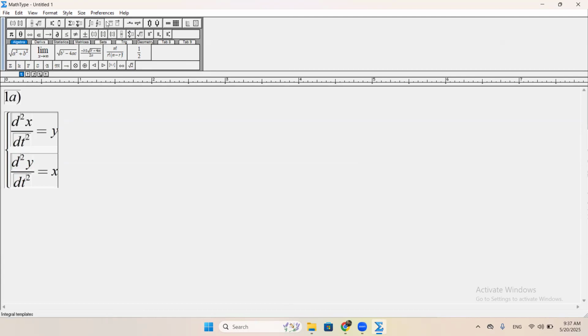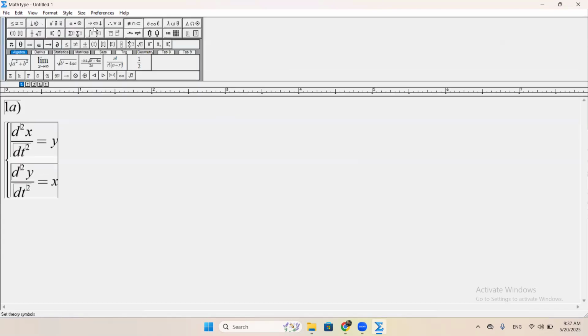Okay, where are all these arrows? Oh, well, yeah, so they were collapsed.